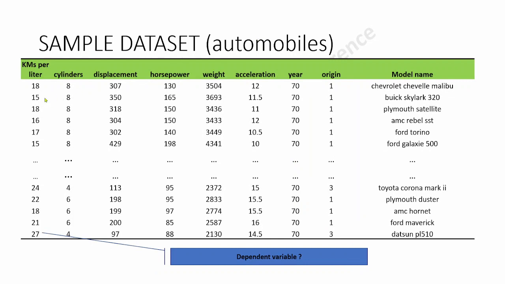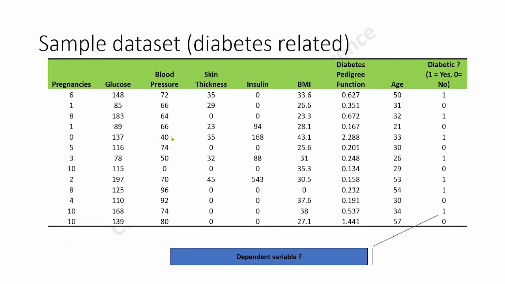Another example here is automobiles data. Let's say the objective is to predict the kilometers per liter the car will actually run for. And again, the variables or attributes which possibly determine the kilometers per liter could be the number of cylinders the car has, the displacement. Again, we are going to use the independent variables and the dependent variable.